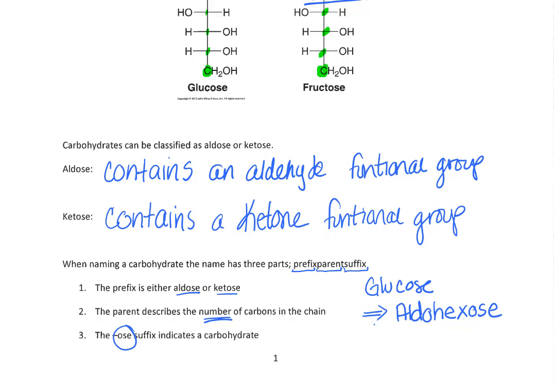These names are wild. Fructose would have a ketone functional group, so we would start with keto. There are also 6 carbons in the chain, so we put in the hex, and then we end with the OSE. So fructose is a ketohexose.